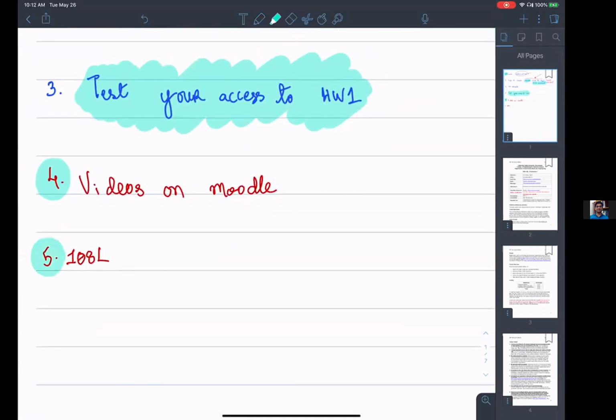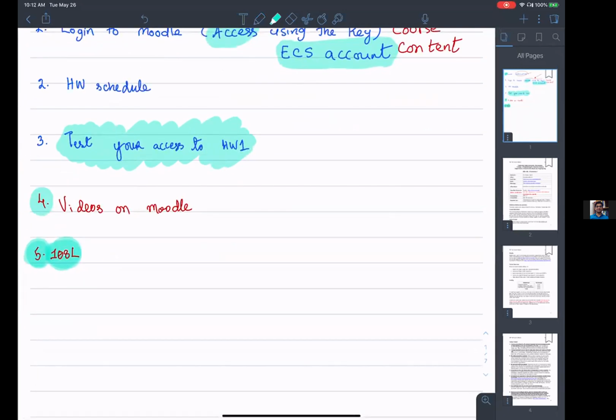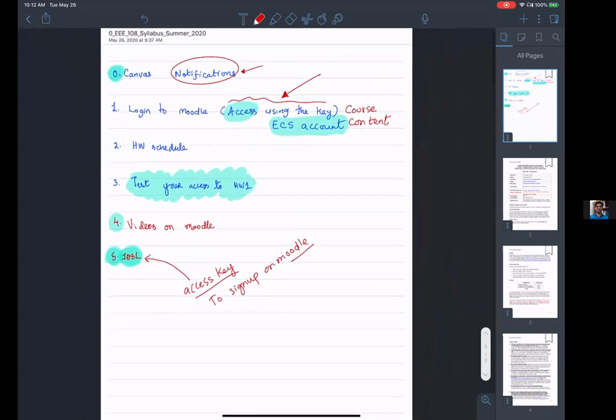Now, the other thing is 108L also has a Moodle page, and it's all set up and ready. It's just a matter of making it available to you. Tomorrow in class, in time for the class, is when 108L will become available, and you will see an email from me with an access code to sign up or enroll for this on Moodle. Okay, you want to make sure that you enroll into 108L as well.